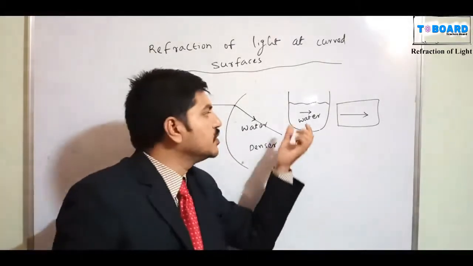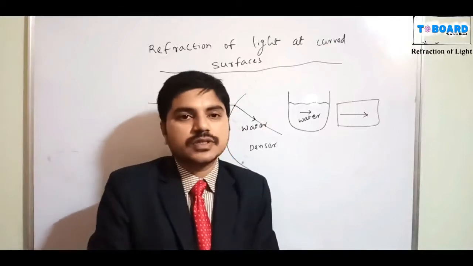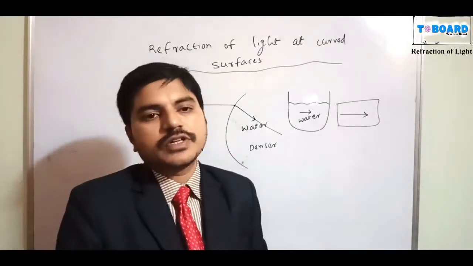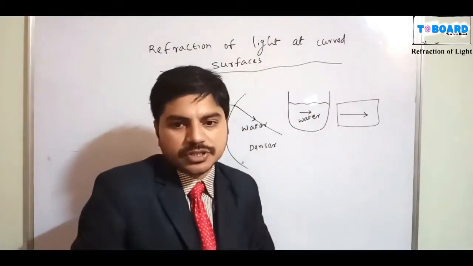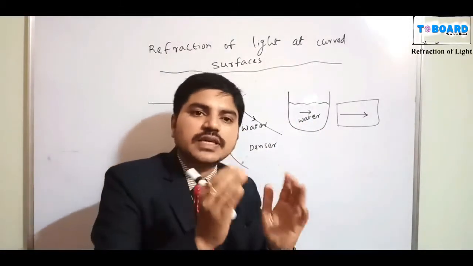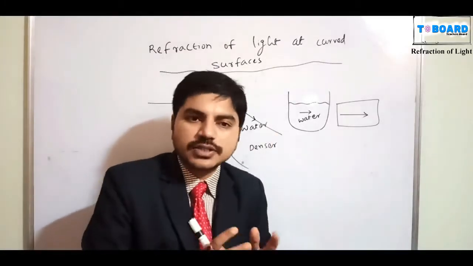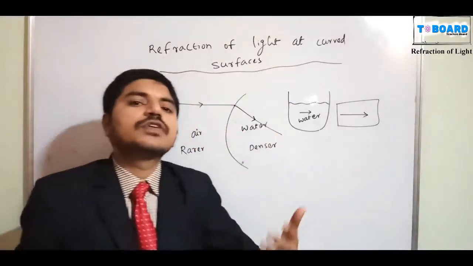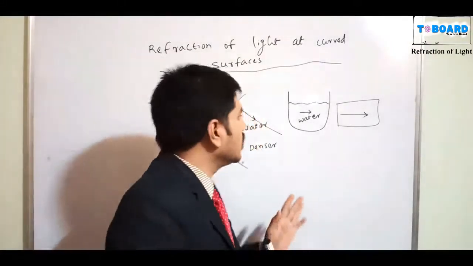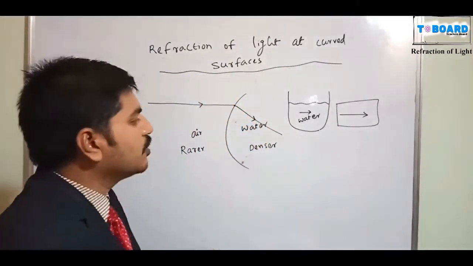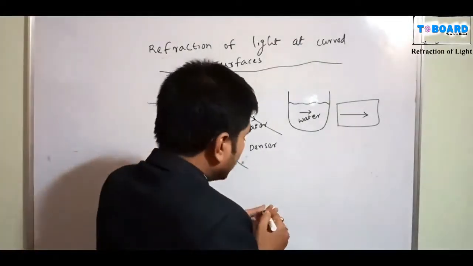This kind of short image is called a diminished image. In the reflection of light we already discussed that this is called diminished. Compared to the actual size of the object, the image is smaller. That is called diminished. Now we will go for another one, virtual images. What are virtual images? We already discussed this in reflection of light. Again I am going to discuss it.